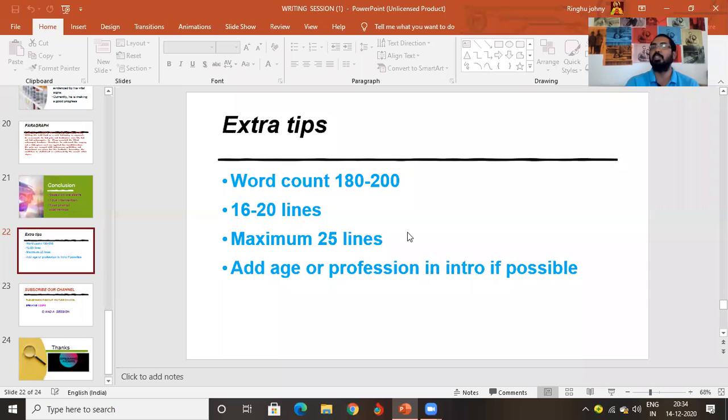Then extra tips: word count must be 182 to 200. When I say 16 to 20 lines, one line equals 10 words, so 16 lines equal 160 and 20 lines equal 200, a maximum of 25 lines. That's what they prefer to say, and that's what they recommend also. Another thing I discussed, that add age or profession in the intro if possible. Few tips.